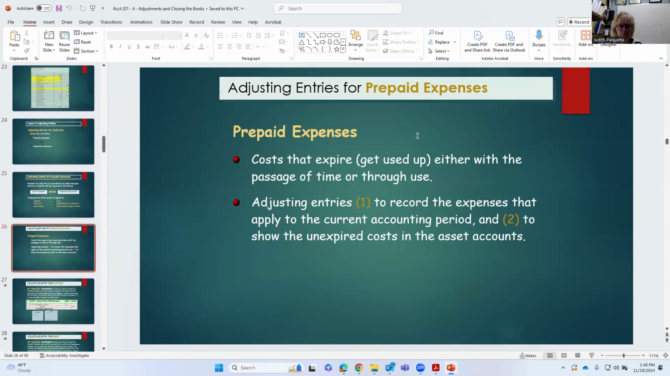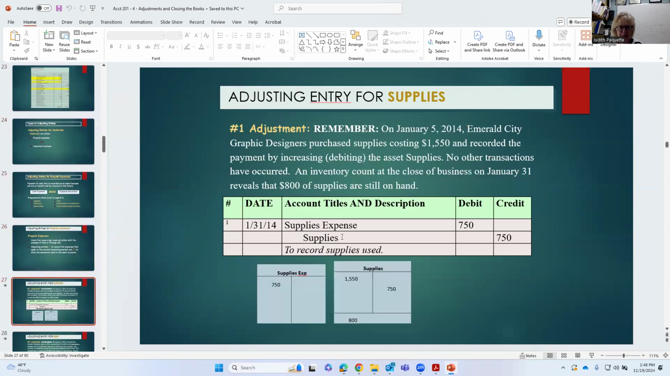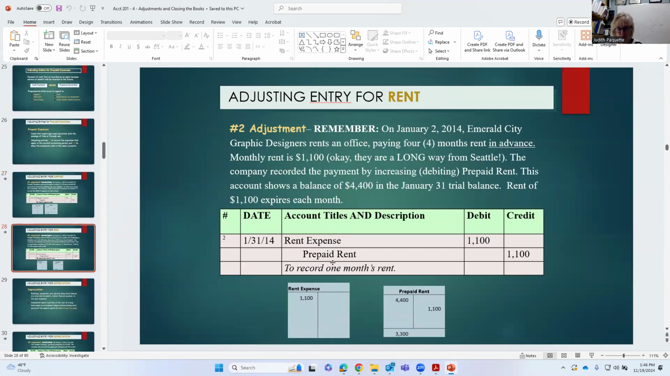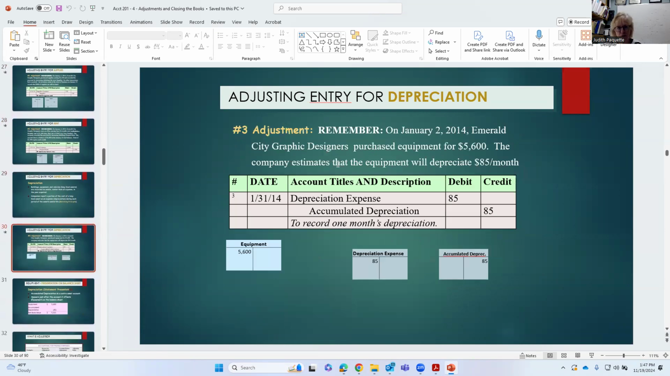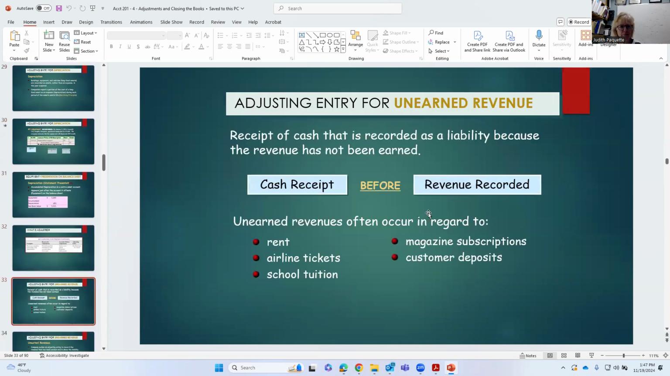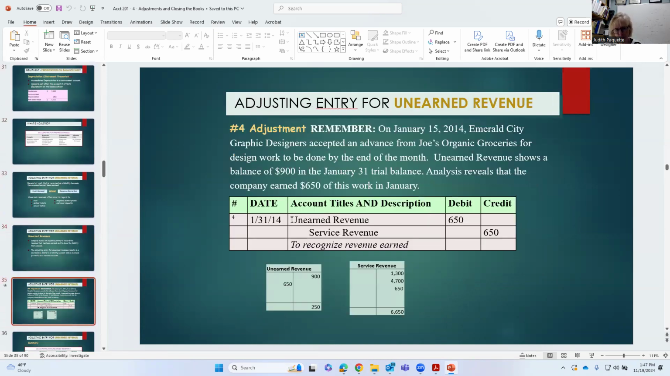So what I want you guys to be very comfortable with is the 7 adjusting journal entries. The first one we learned in our PowerPoint was the supplies adjusting journal entry: supplies expense, supplies. Second one involved prepaid rent: rent expense, prepaid rent, which could just as well be insurance expense, prepaid insurance. So just read the problem. And then for depreciation: depreciation expense, accumulated depreciation. And finally, for unearned revenue, we reduce unearned revenue, which is a liability account, with a debit and we recognize service revenue.